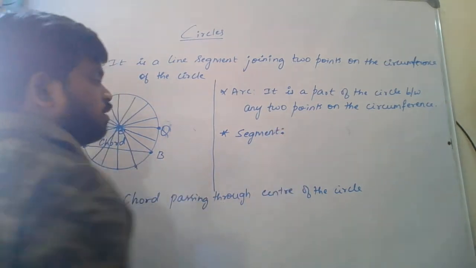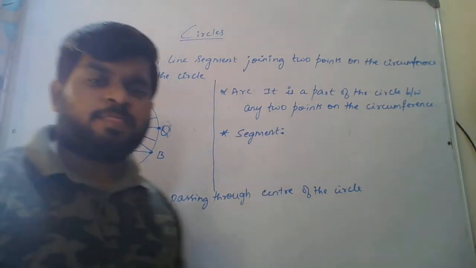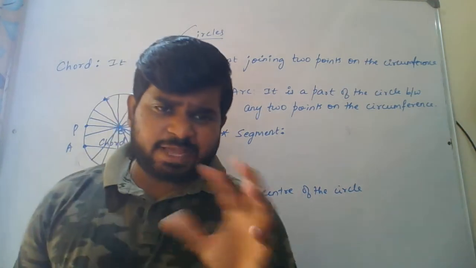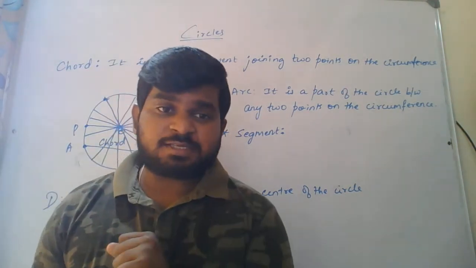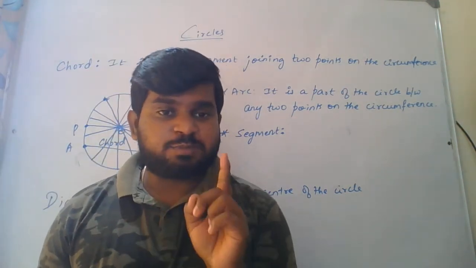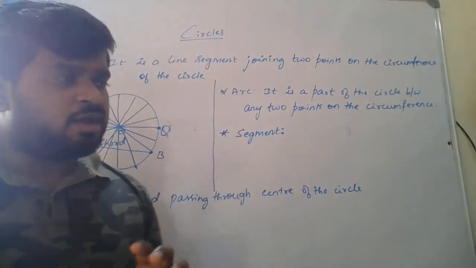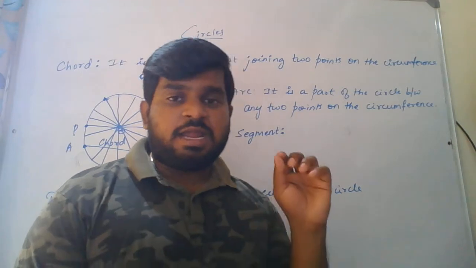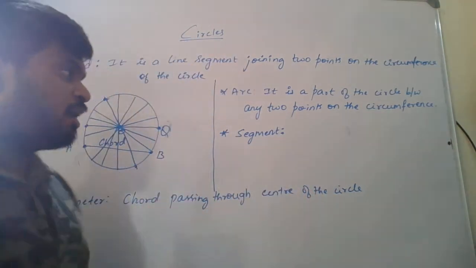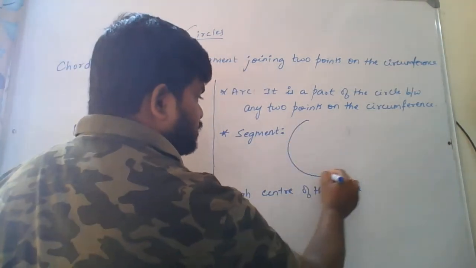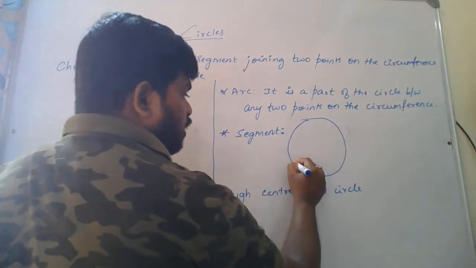Very important. What is a segment? It is a region. Okay. It is a place. Where is this place? This place is between a chord and an arc. Okay. Segment is a place. It is a region. Where is this region? It is between a chord and the arc. Okay. Let's take a circle for example. Let's take a chord.